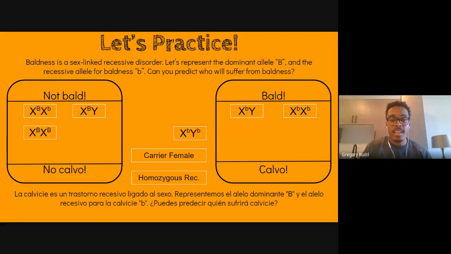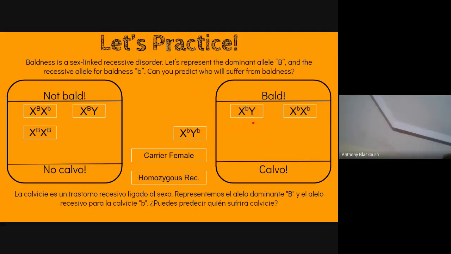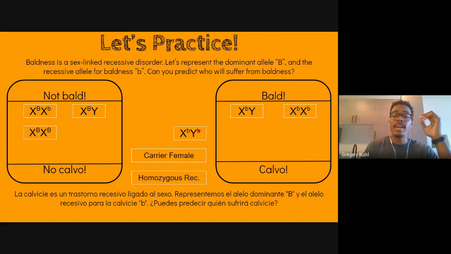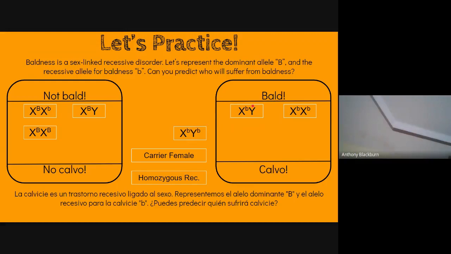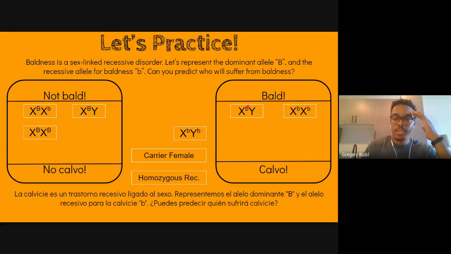Okay, so it does have a Y, but this person has a Y too. So why is this one wrong, but this one's not wrong? Because that one has only one and that one has two. Two what? Recessive. Okay, so this person has two recessive alleles. That one has one recessive, this one has two.